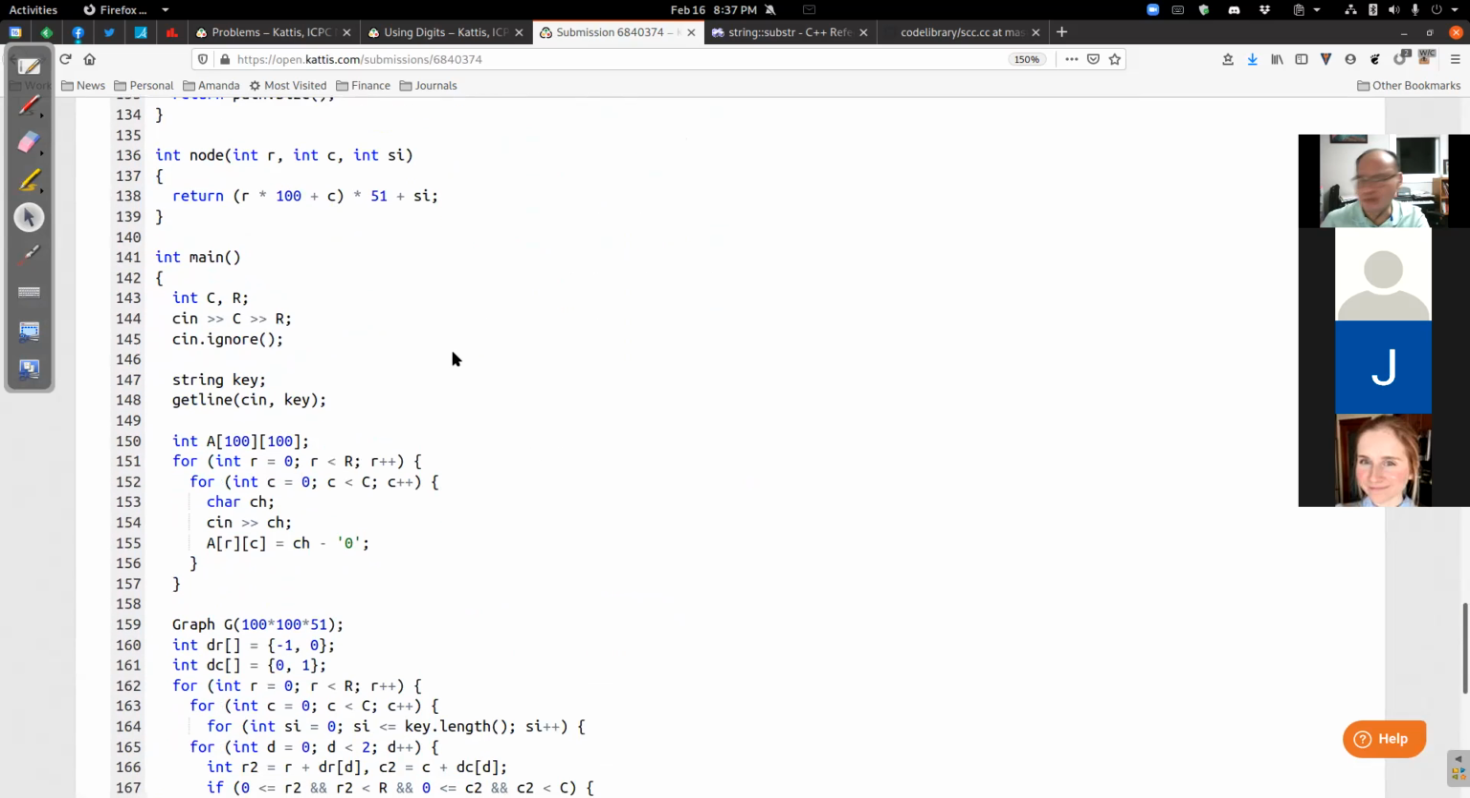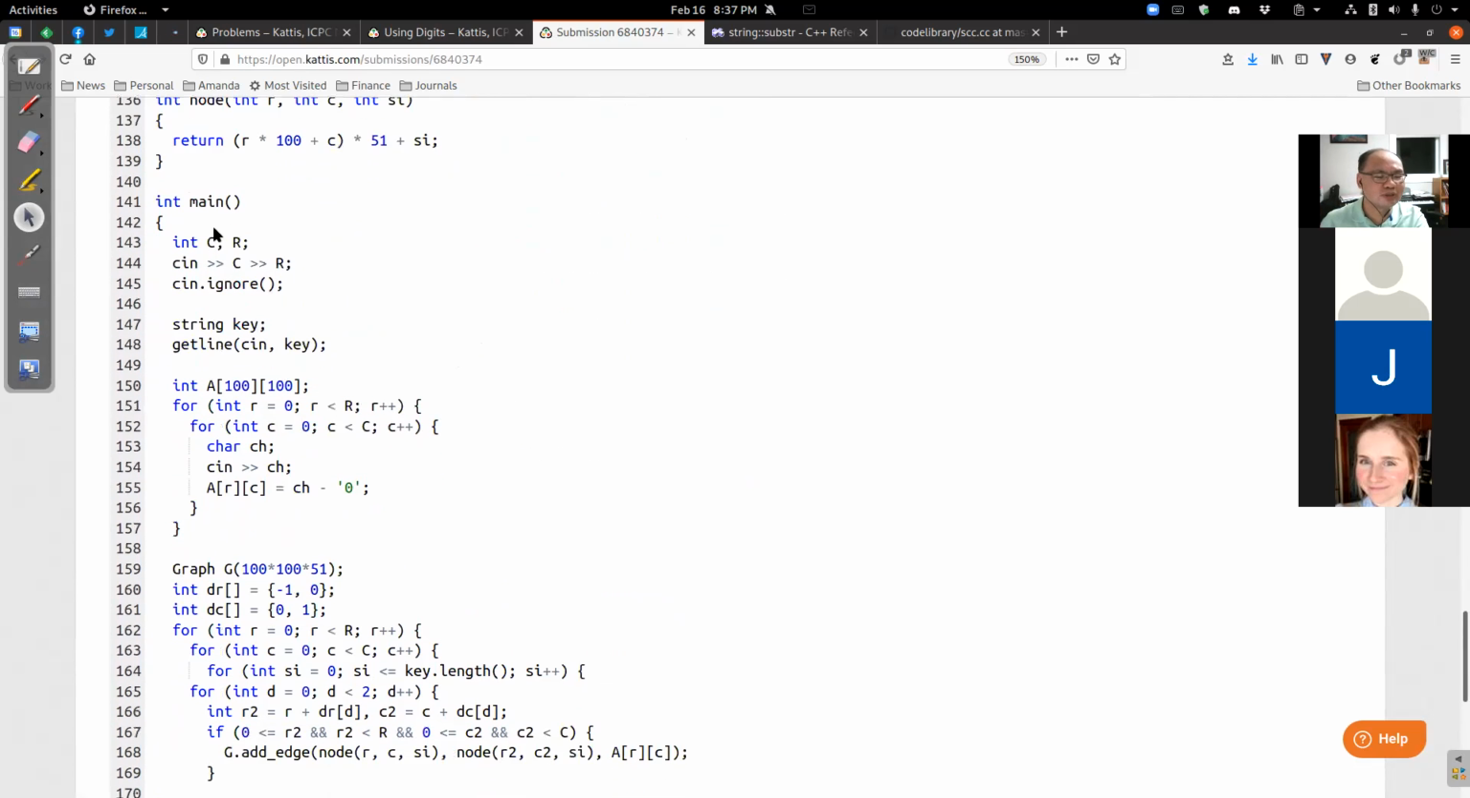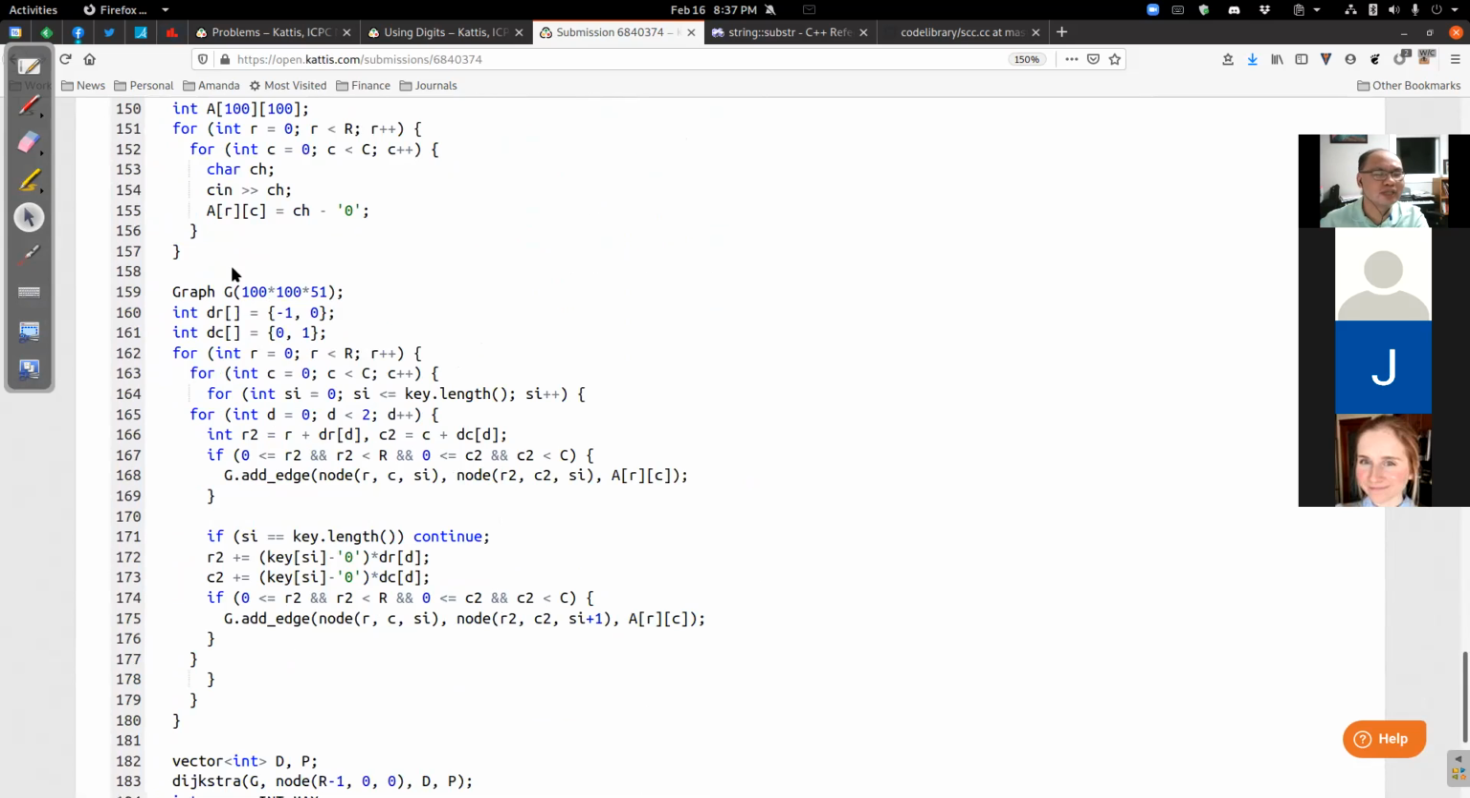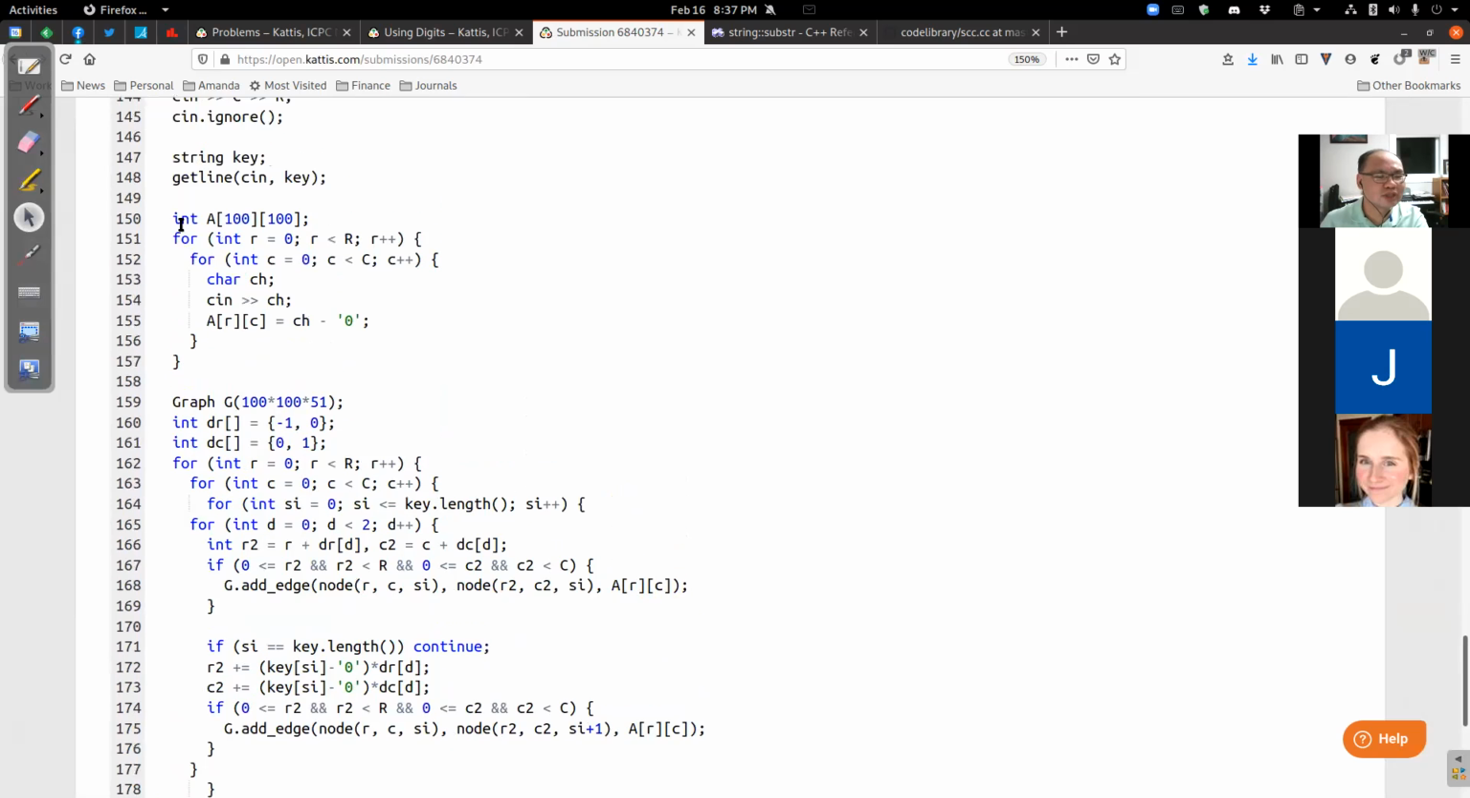And then I have to have a way that, given the row and column and how many key digits you have used, convert it to a number, because my graph code assumes that every node is between 0 and n-1. That's the node index. And this whole part is just setting up the graph.